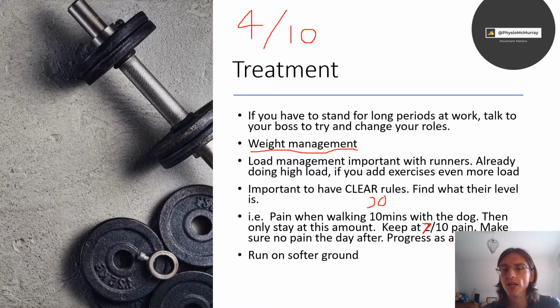And likewise, it could be 2 on the walk, but then when you get back, it goes up to 7. That again isn't ideal. So you want everything you do during the activity and after the activity for the next 24 hours to be below a 4 out of 10. So what you can do with that is you find your threshold. Say you found that the maximum you can walk without causing it to go above 4 is 20 minutes.